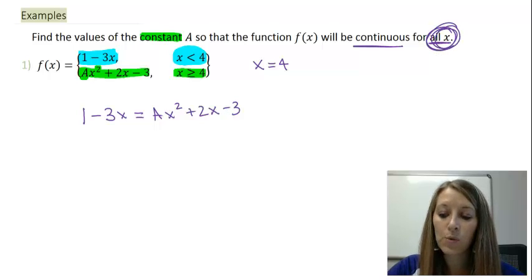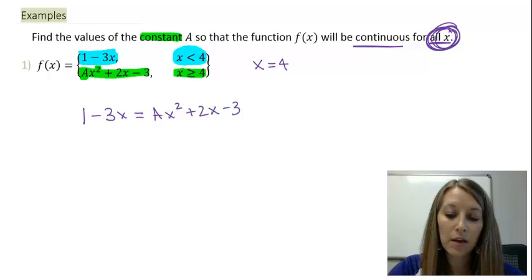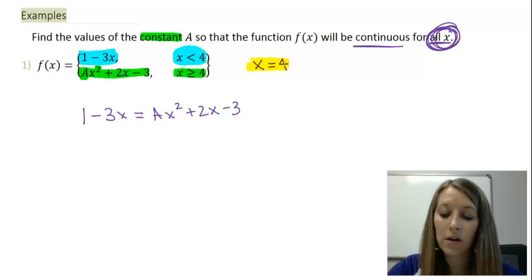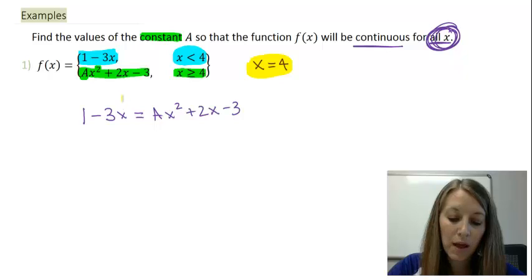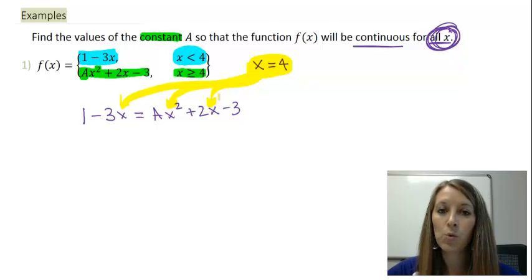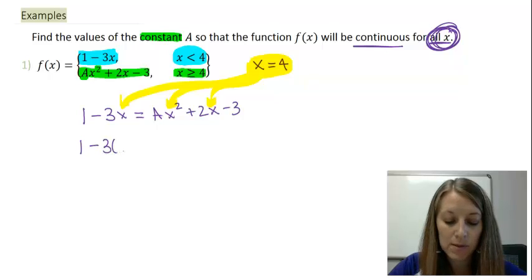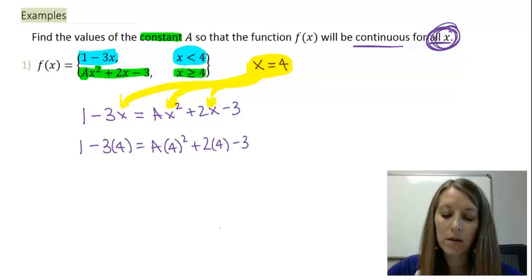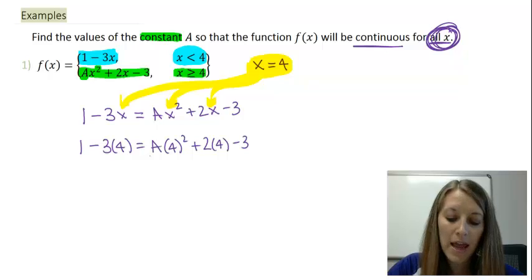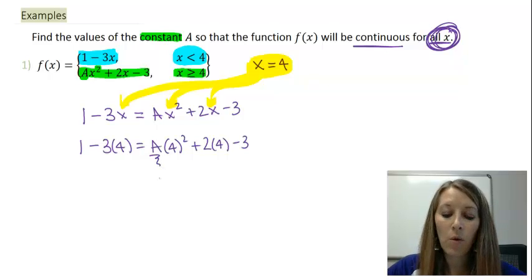But I know for all x we are okay with the exception of this x value here. I'm only looking specifically at what's happening at 4. So all we have to do is plug in that 4 for each of these x values, and that will tell me that these pieces will match up at 4. So I have 1 minus 3 times 4 is equal to a times 4 squared plus 2 times 4 minus 3. Now all I have to do is solve this really easy equation, figure out what a needs to be, and that's going to give me exactly what I want.